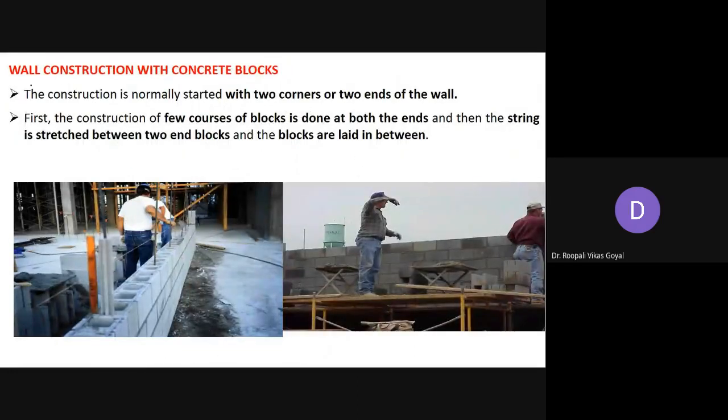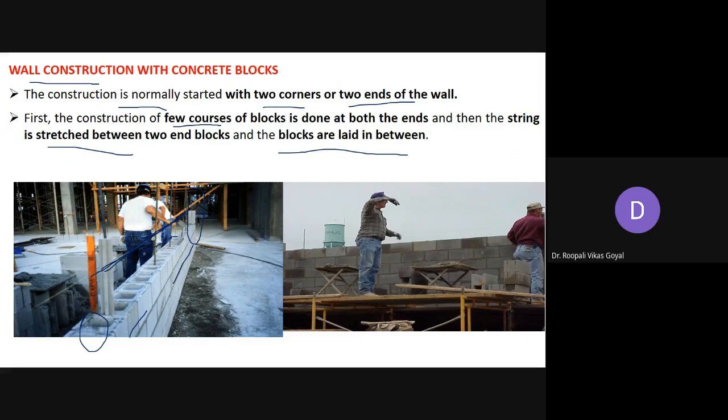So when we are constructing this wall with the concrete block, generally the construction is started with two corners. So suppose from here we are starting to lay our hollow concrete block. So we have to start with the corners, or the two ends of the wall, and then after you have to proceed further to the middle part. So first the construction of few courses of the blocks is done at both the ends, and then string is stretched between the two end blocks, and the remaining blocks are laid in between. So this string will keep the straightness of this particular hollow concrete block unit.